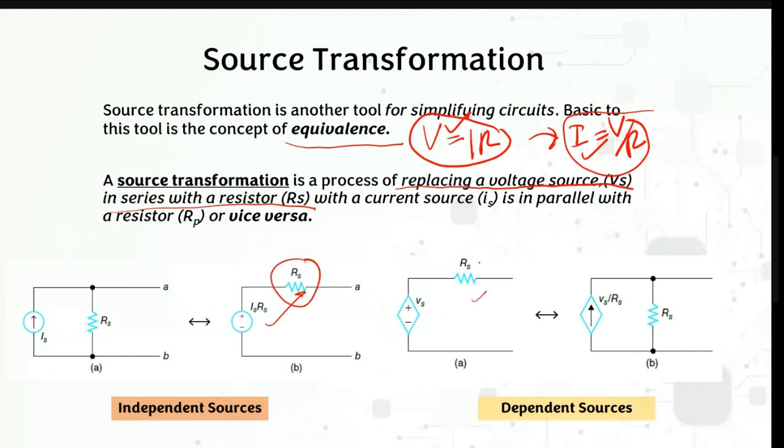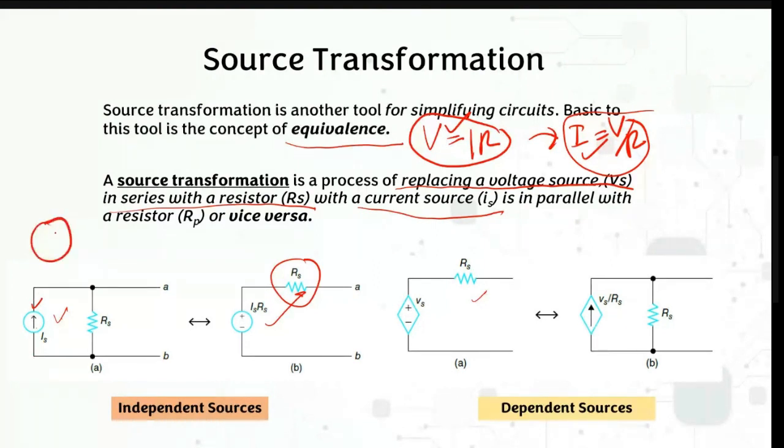This one is a series, and a current source is always parallel with the resistor. You also need to notice the polarity for the current when you convert or replace voltage to current, or current to voltage. You need to note the polarity for this one. Just look at these directions of current.